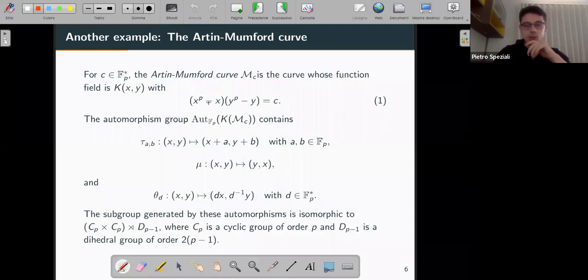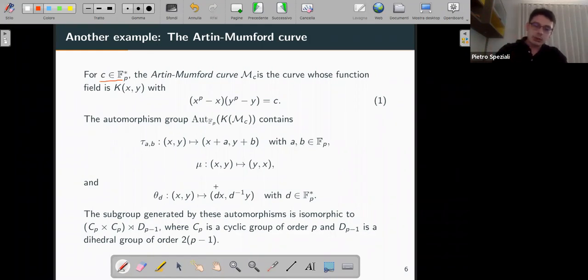So you see, we have this equation. We have a constant c, non-zero in F_p, and then you take this curve x^p - x, where of course p is the characteristic of the field, times y^p - y equals c. There are some maps which are automorphisms of this curve that we can construct by hand. For instance, if you take the map tau_{a,b} sending (x, y) to (x + a, y + b), where a, b are in F_p, this preserves the equation and the function field. This is an automorphism. Then you can flip, you can switch x and y, another automorphism.